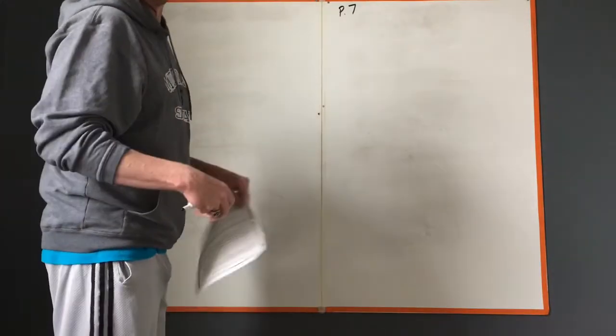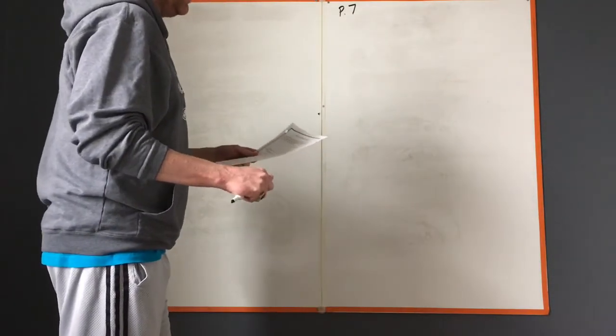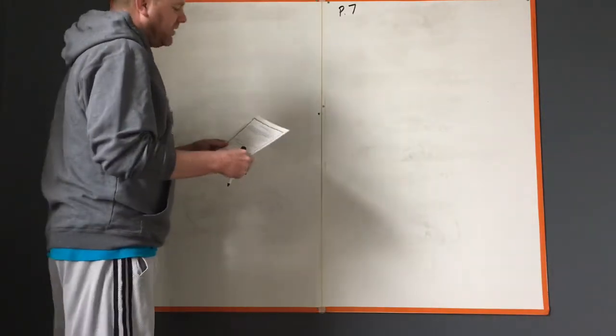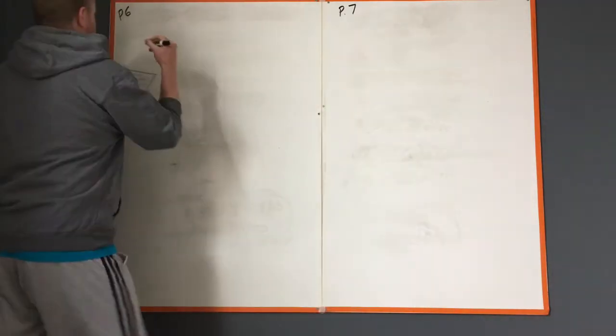And so there's a lot of thinking that goes into pages 6 and 7 and a lot of intricacy. So let's do a few problems together. Page 6, number 1, it says, in humans, brown eyes are dominant over blue.